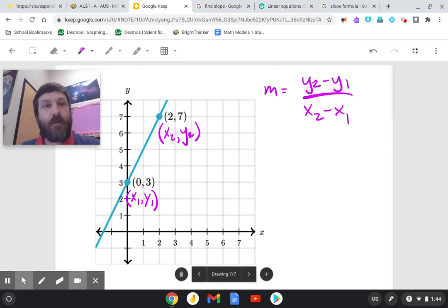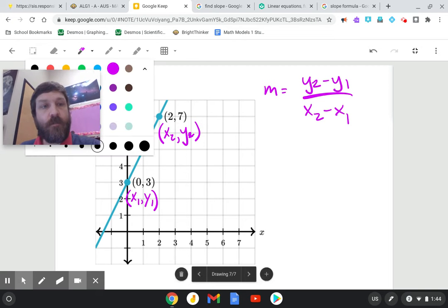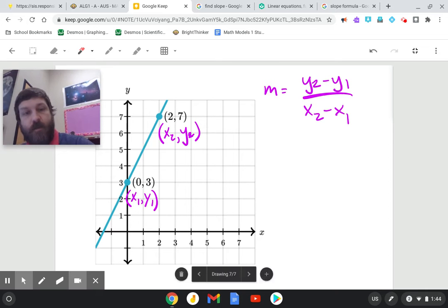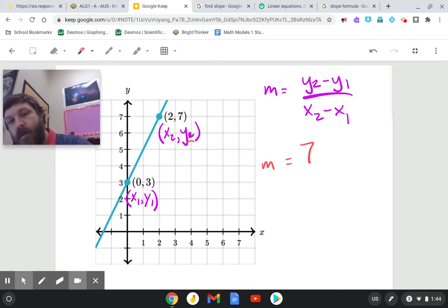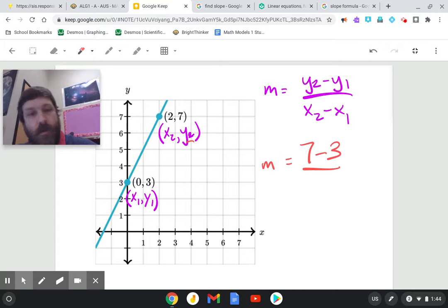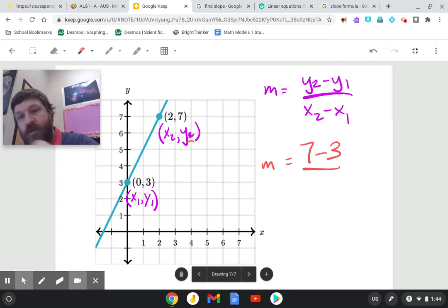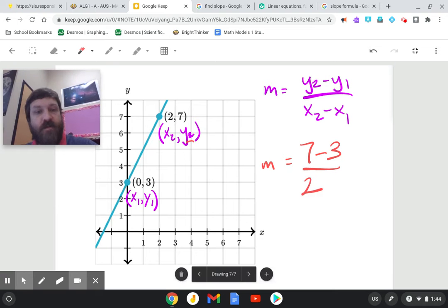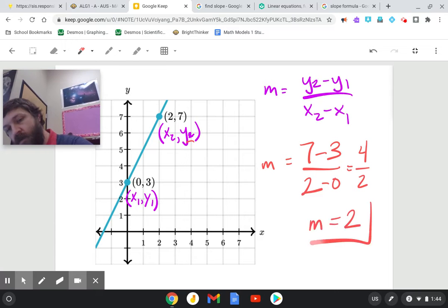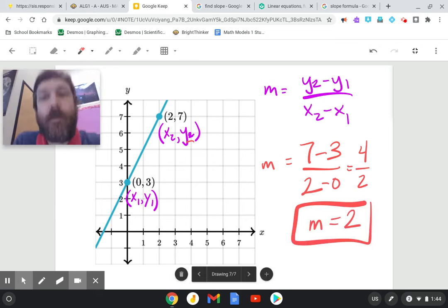So let's take these numbers and put them in the formula where they belong. We see that y2 is 7. It's coming from right here. So 7 minus y1 is 3. x2 is 2. Minus 0 is x1, minus 0. 7 minus 3 is 4. 2 minus 0 is 2. 4 divided by 2 means that m is equal to 2, which is the exact answer we got earlier.